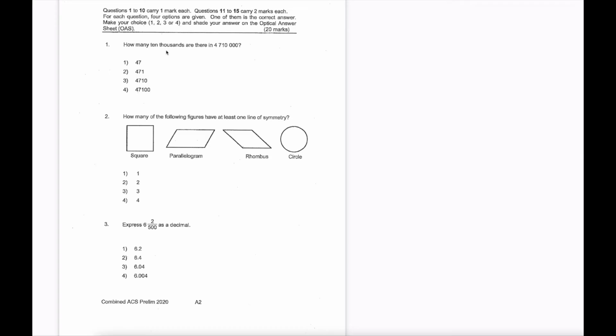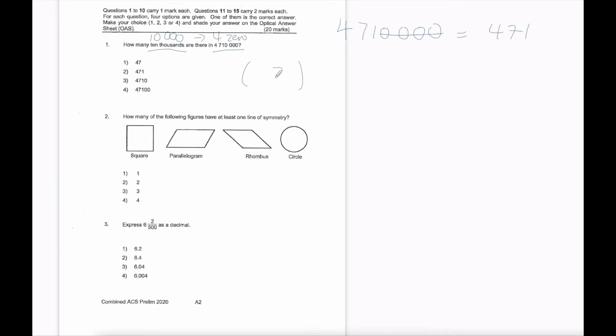1. How many 10,000s are there in 4,710,000? So 10,000, I'm going to underline it. 10,000 has 4 zeros. So to find out how many 10,000s there are in this number, what I need to do is just cancel away the last 4 zeros. And there I have it. My answer will be 471.